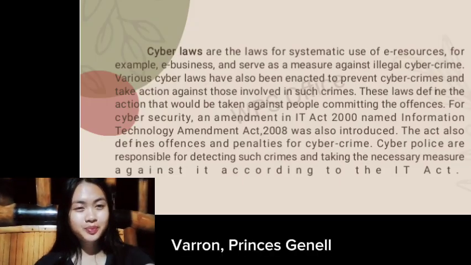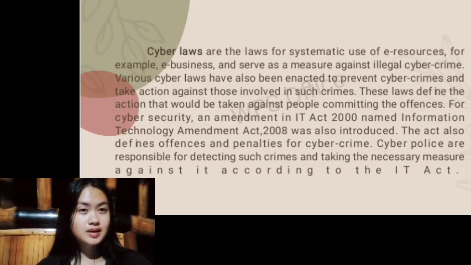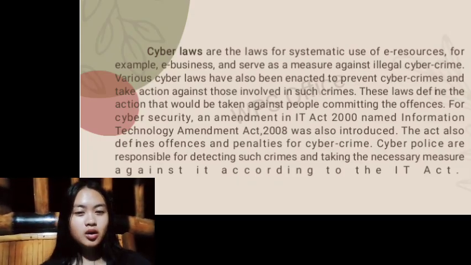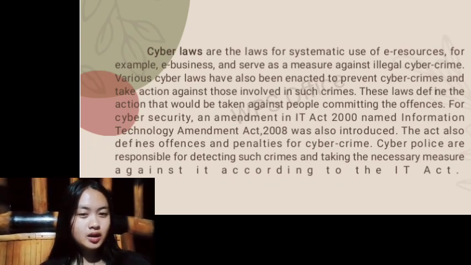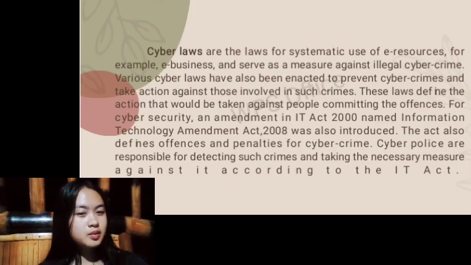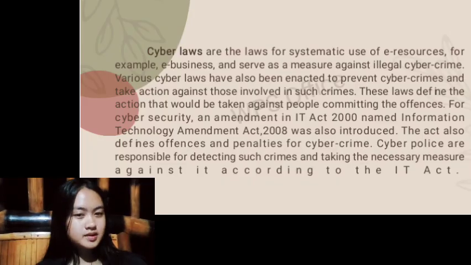And now I am going to discuss cyber law. Cyber laws are the laws for systematic use of resources, for example e-business, and serve as a measure against illegal cybercrime. Various cyber laws have also been enacted to prevent cybercrime and take action against those involved in such crimes. This law defines the action that would be taken against people committing the offenses.